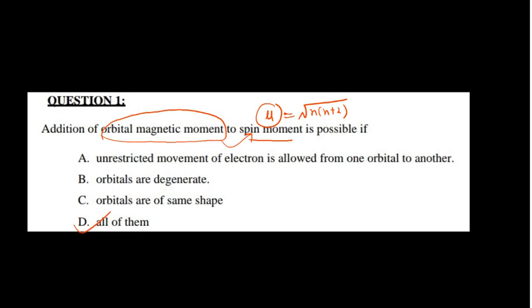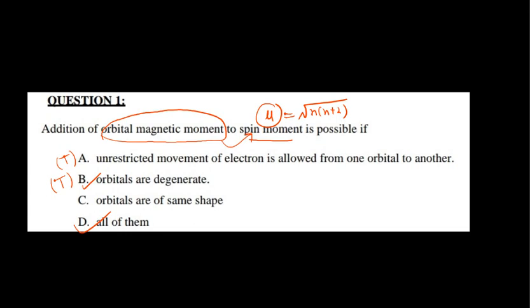See, unrestricted movement of the electron is allowed from one orbital to another orbital. Yes, it's true. When electrons are free to move from here to there, then definitely they will add to the spin-only magnetic moment. Orbitals are degenerate. This is something very, very important. This is also true. When orbitals have the same energy, the electrons can move very freely from here to there and contribute to the moment.